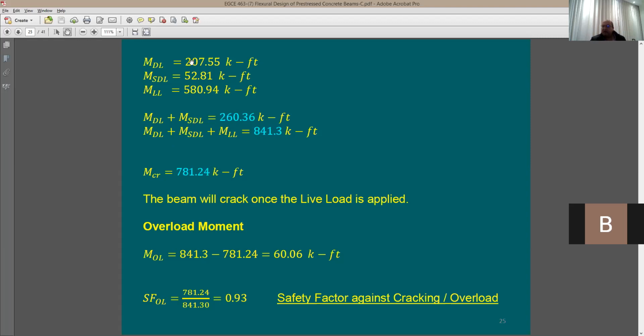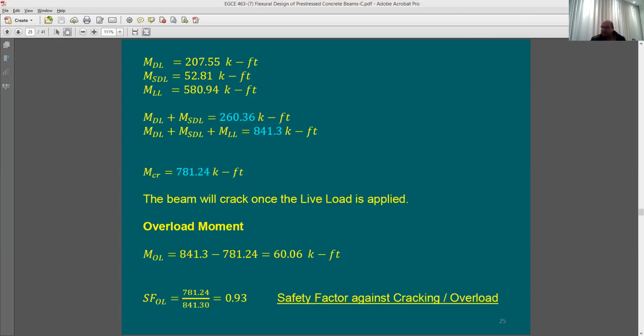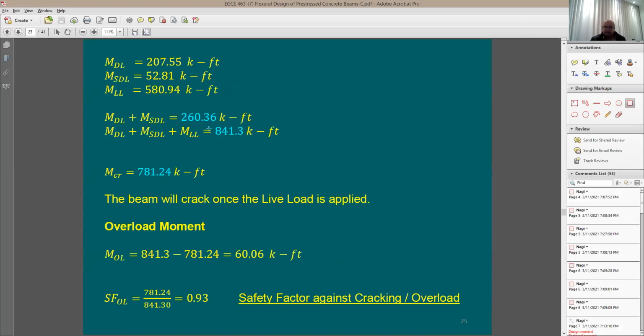So I'm going to say, how about if we add the superimposed dead load to the dead load? I'm going to take this 52 plus the 207, and I'm going to end up with 260, which is this number here. So once I apply the dead load and superimposed dead load, I'm at 260. It's still much lower than the cracking moment. So if you put the beam supported at two points, and you also add the concrete topping or whatever you have there, and the piping and the whole thing, you're still below the cracking point.